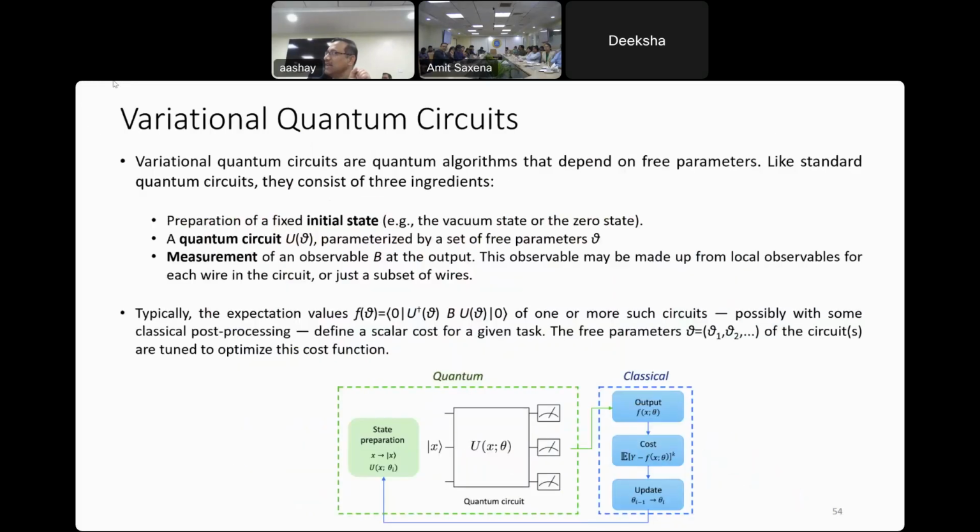I will not discuss much. These operations can again be done classically, so here HPC comes into play. A lot of optimizations need to be done, and classical soft computing techniques or classical optimization techniques can be applied to update this theta of the circuits and minimize the loss function.